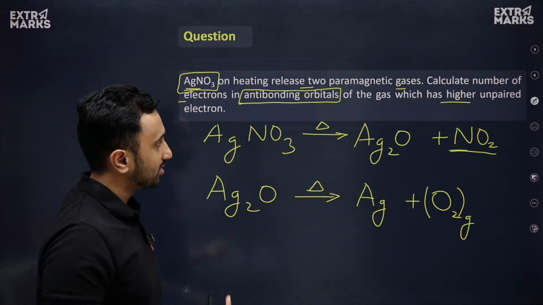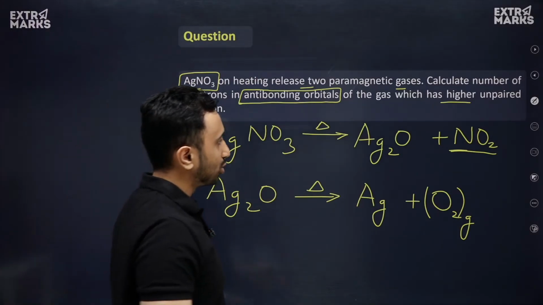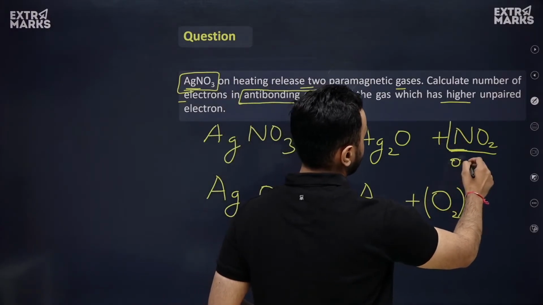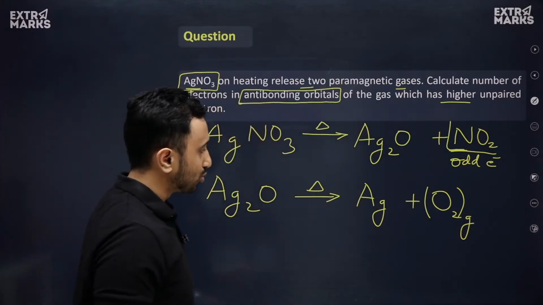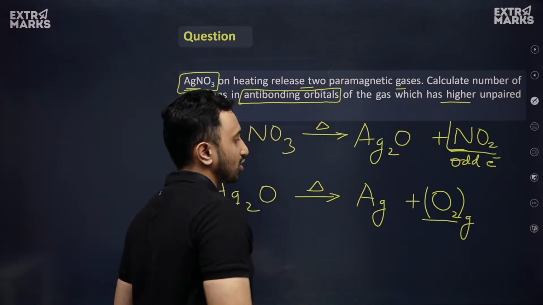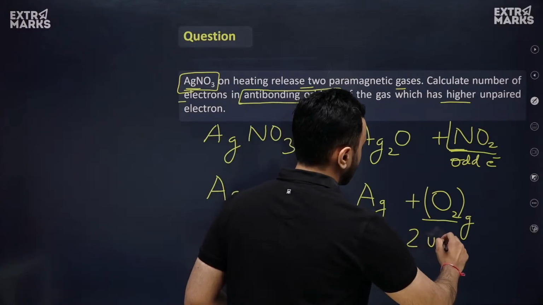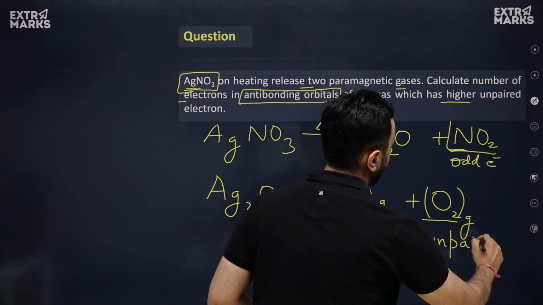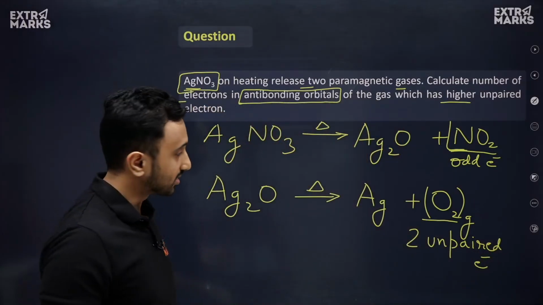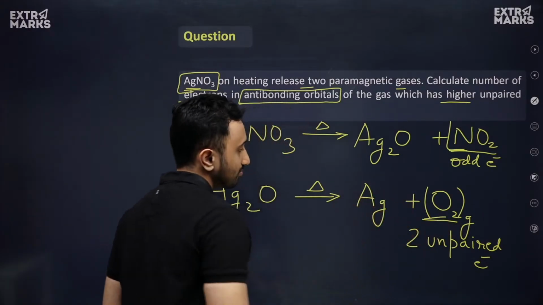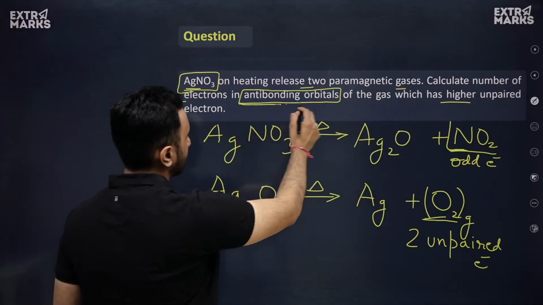Now let us find the number of unpaired electrons in these gases. So NO2 is an odd electron species. It contains one unpaired electron, while O2, by MOT, molecular orbital theory, we know that it contains two unpaired electrons. So the question is talking about this gas, O2 gas, right? This is the gas for which we need to find the number of anti-bonding electrons.